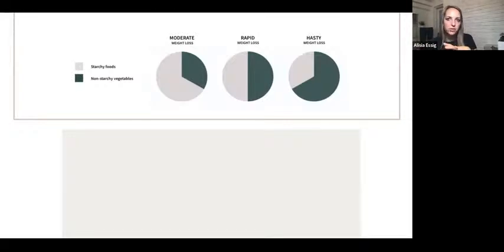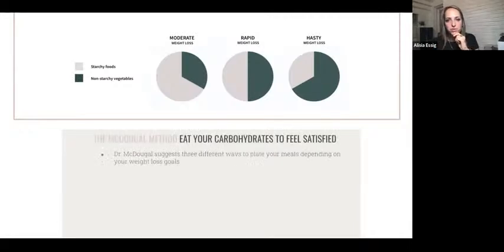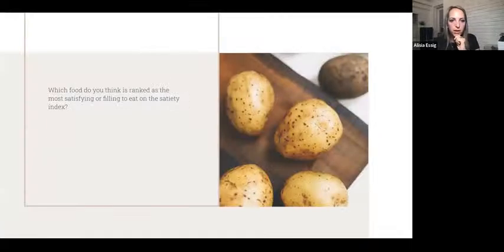And you can snack on fruit throughout the day, but I want you to look at your plate and make sure that half of that is vegetables. And that is key to losing weight as quickly as possible on a plant-based diet.